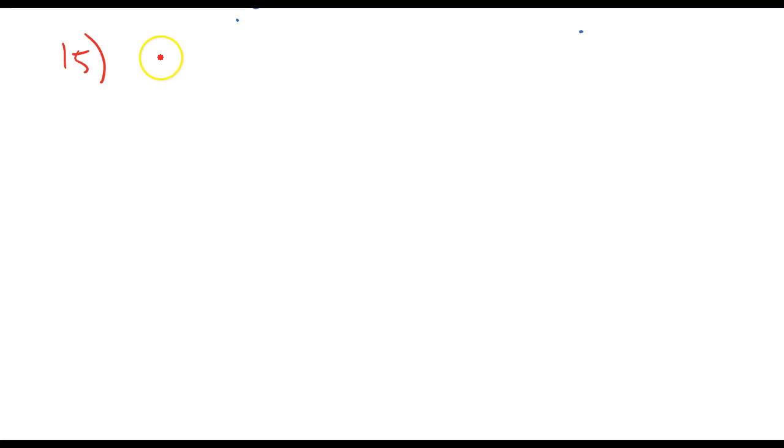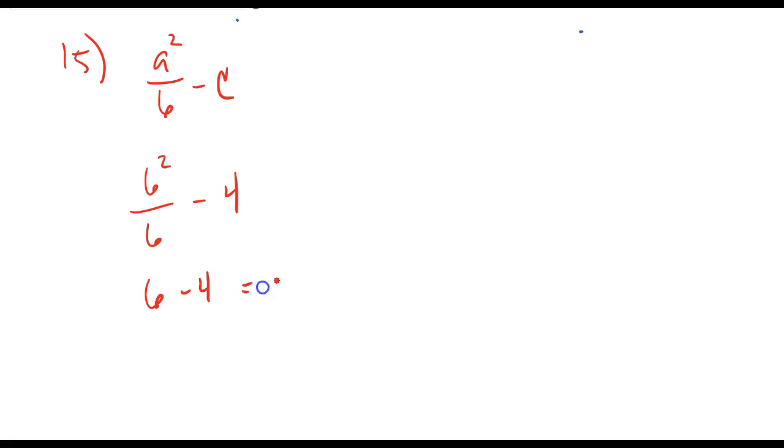Number 15 is a squared over 6 minus c. And it tells you that a is 6 and that c is 4. So that's how we're going to copy things in, and then we're just going to math this out. Do the exponent first, then the division, then the subtraction. So 6 squared is 36. 36 divided by 6 is 6. 6 minus 4 is 2.